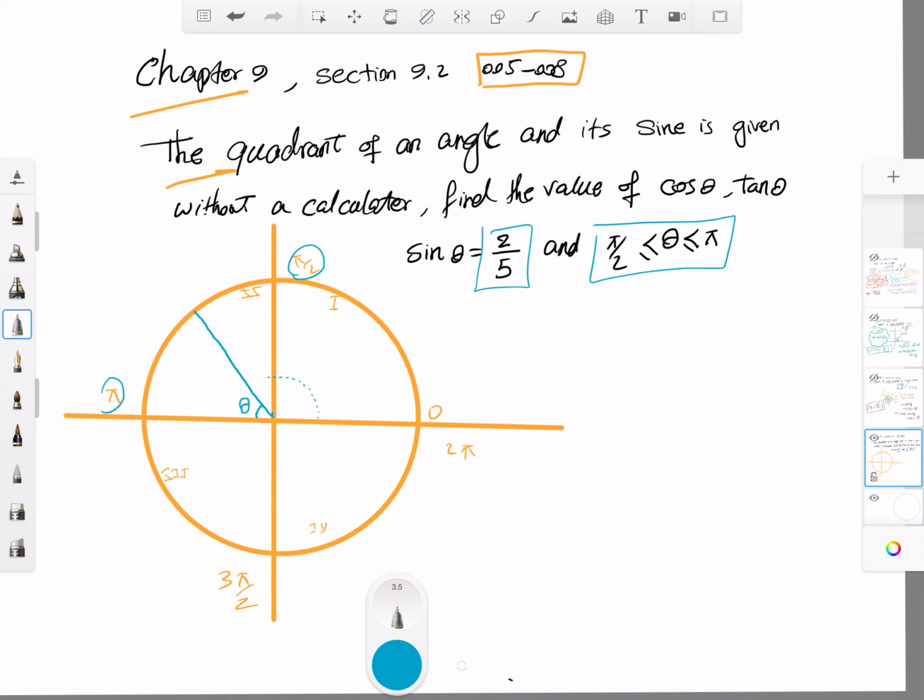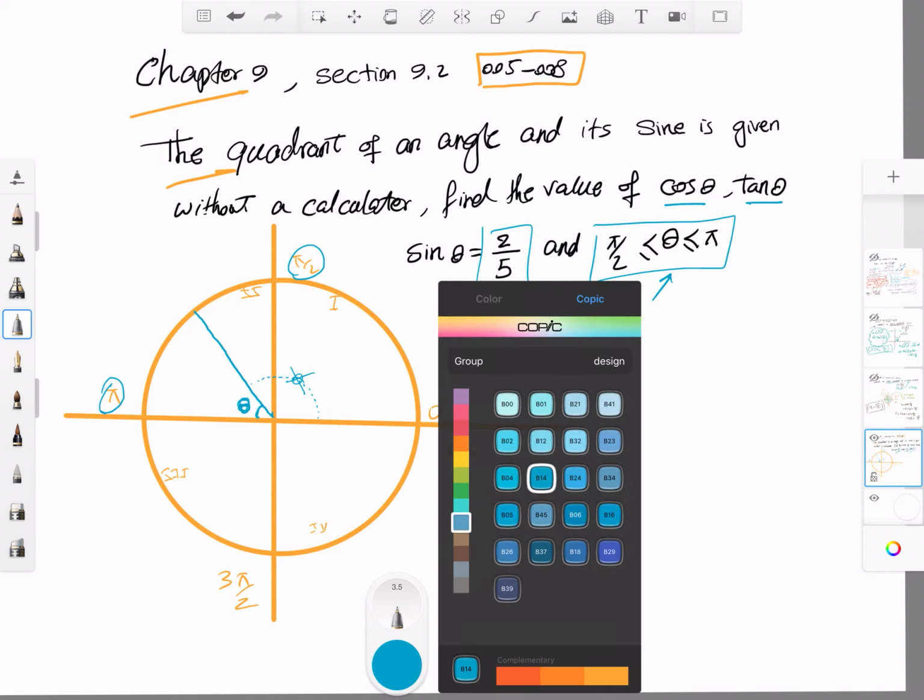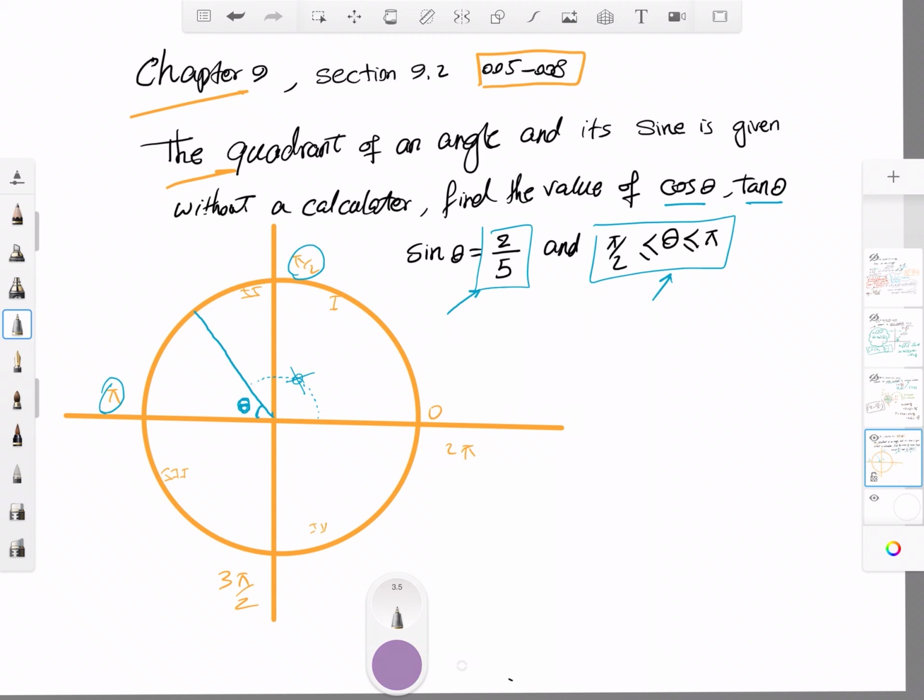The theta is that much, but we will work on the reference angle. I shouldn't make theta here. That's not correct. This will be theta, the reference triangle. So this theta is between pi half and pi, and we also know sine of theta is 2 over 5. We are looking for cosine and tangent. So in order to solve this, we're going to make a right triangle.